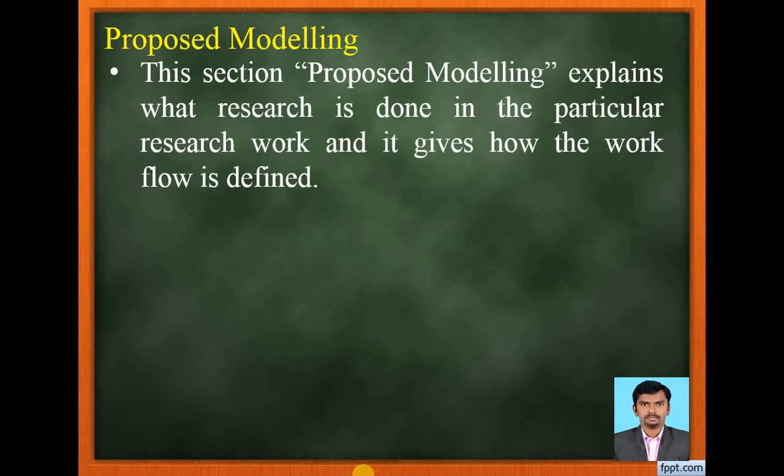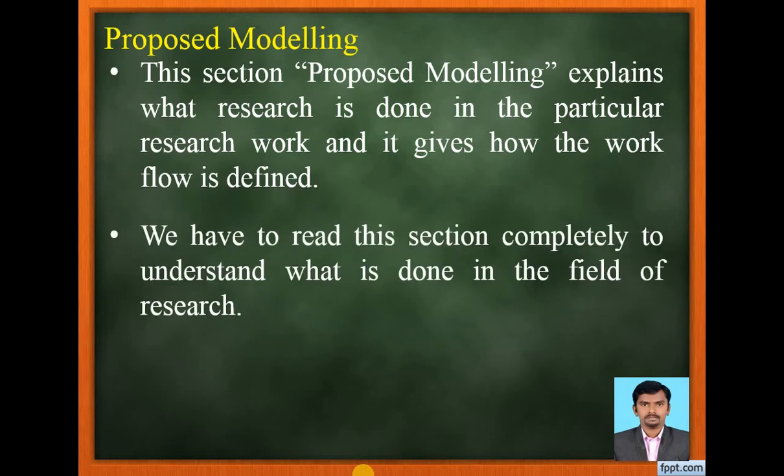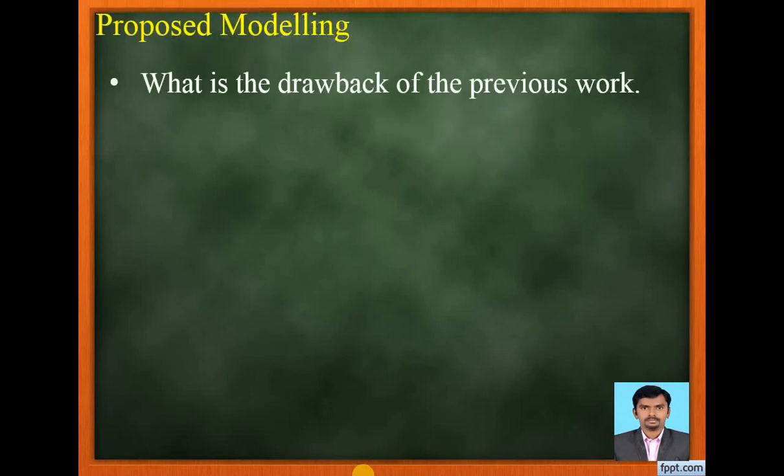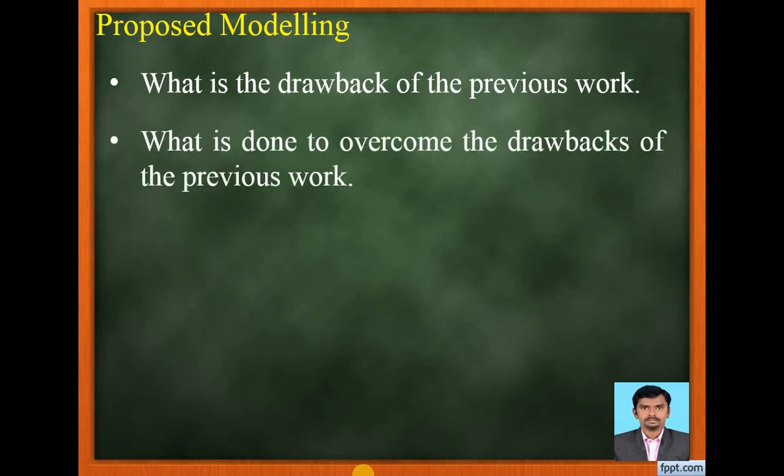Proposed modeling. This section, proposed modeling, explains what research is done in the particular research work and it gives how the workflow is defined. We have to read this section completely to understand what is done in the field of research. By reading this section, we will be able to understand the following. What is the drawback of the previous work? What is done to overcome the drawbacks of the previous work?